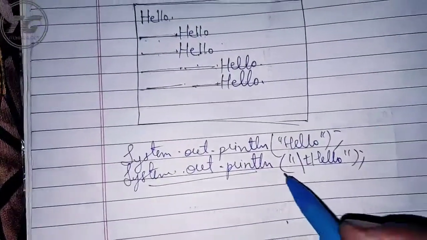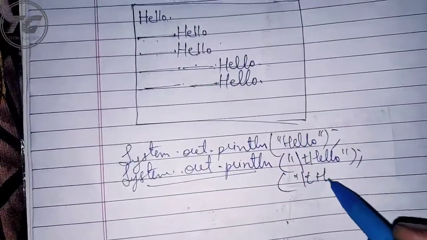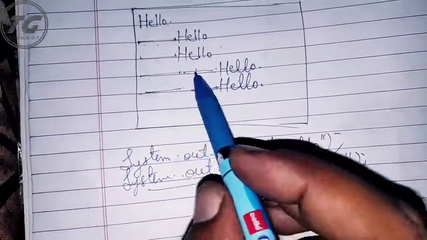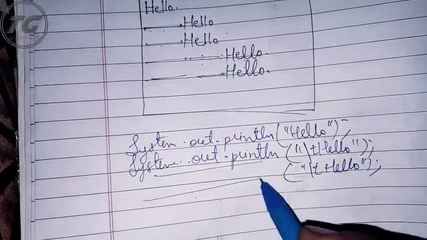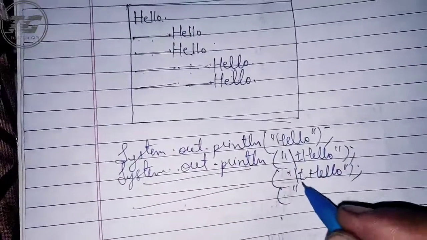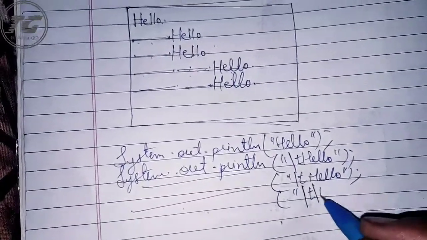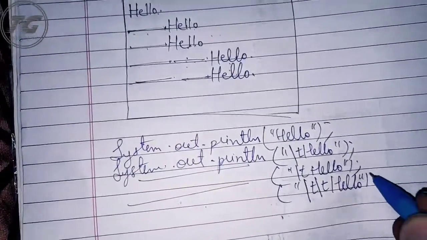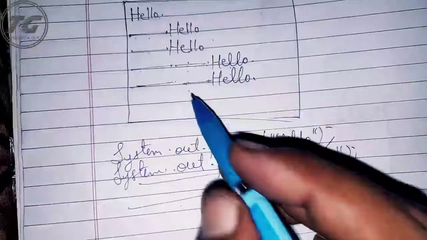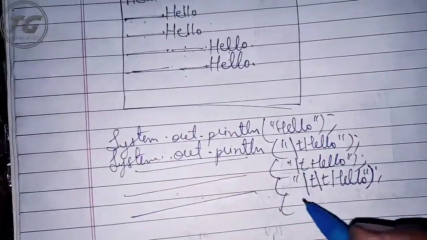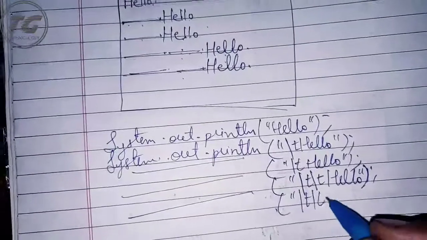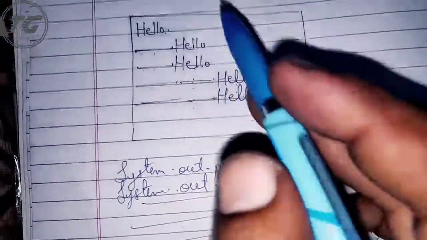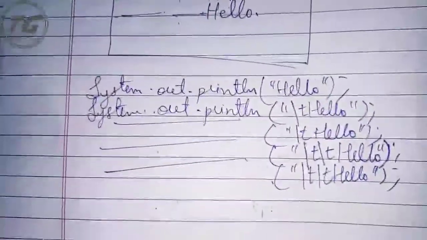Similarly in the third line you write the same: System.out.println, backslash t and hello. In the fourth line, System.out.println, you need to write backslash t two times, because two tab spaces are there, so two tab spaces will come, then write hello within the double quotes. In the last line also use println, backslash t two times, then hello within the double quotes. So you will get this output after writing this code.